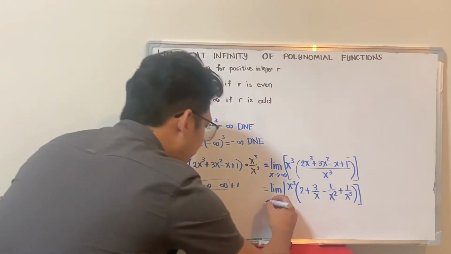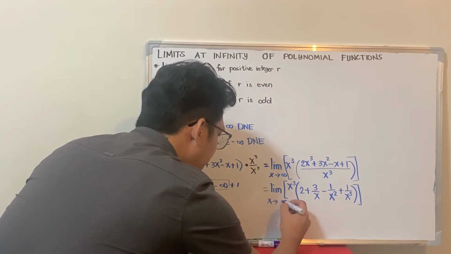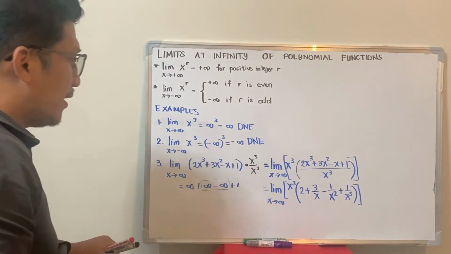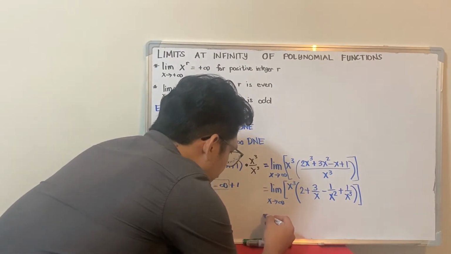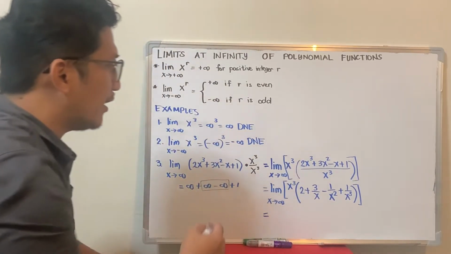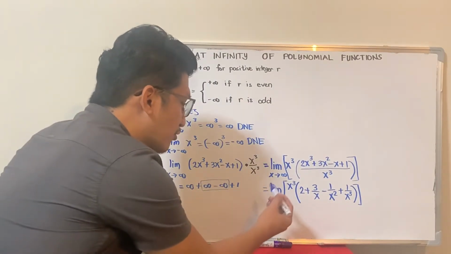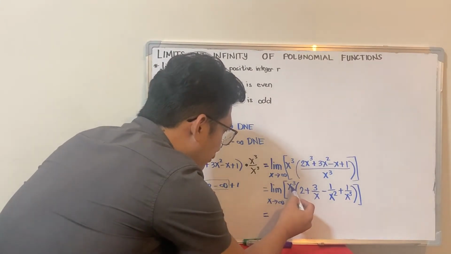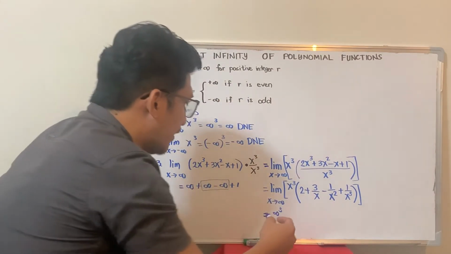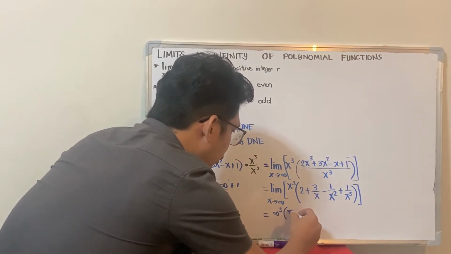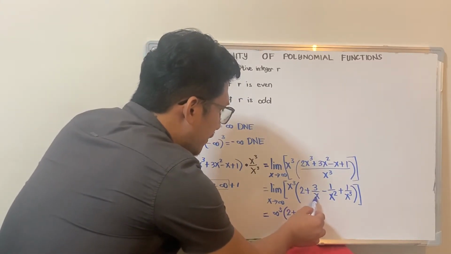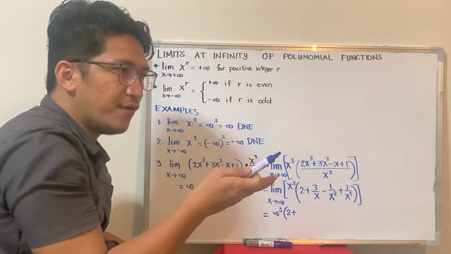As x approaches infinity, from here this becomes equal to infinity. Substitute it into x cubed, so we have infinity cubed, which is actually infinity, times 2 plus 3 over infinity. Now, imagine 3 over infinity.